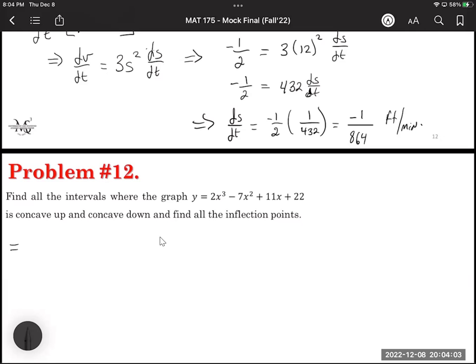All right, so our original equation was y equals 2x cubed minus 7x squared plus 11x plus 22. Just be mindful, as a little side note, that the domain of this function is all real numbers, negative infinity to infinity. Usually this step is omitted because anytime you're dealing with a polynomial function, this is true. Your domain is all real numbers.